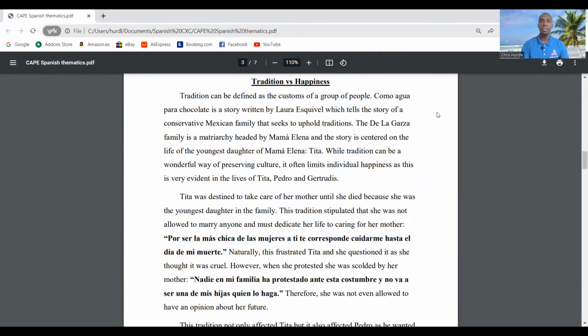Tradition can be defined as the customs of a group of people. So, as you see, I started with the definition. Como agua para chocolate is a story written by Laura Esquivel, which tells the story of a conservative Mexican family that seeks to uphold traditions. The De la Garza family is a matriarchy headed by Mama Elena, and the story is centered on the life of the youngest daughter of Mama Elena, Tita.